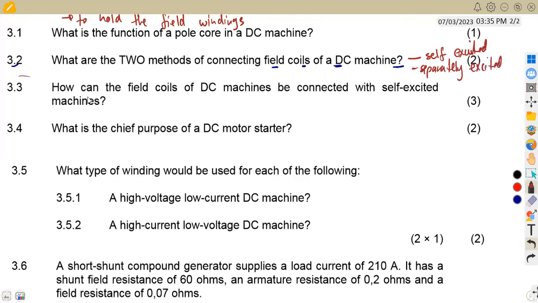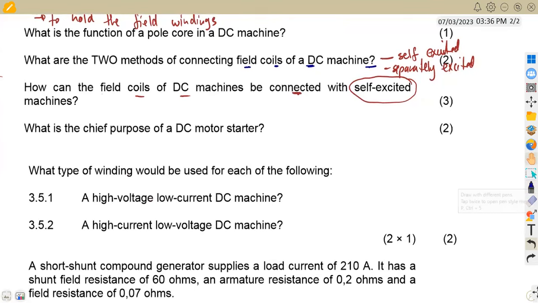Then, how can the field coils of a DC machine be connected? Take note, they are giving us a hint of what they needed from the first part of our question. How can the field coils of a self-excited DC machine be connected? We can have this in series. We can connect this as a series connection.